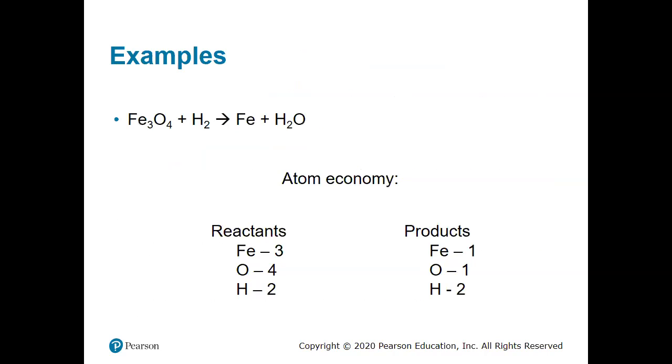So let's look at a couple of examples. So here I have an example of an iron oxide compound reacting with hydrogen to make iron and water. First question I have for you. What kind of chemical reaction is this? Of those 5 types that we discussed, which one is this, Kristen? It is single replacement. How do you know?